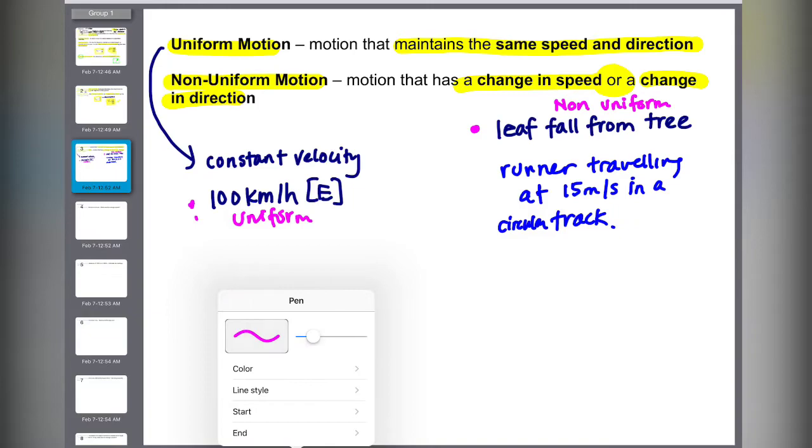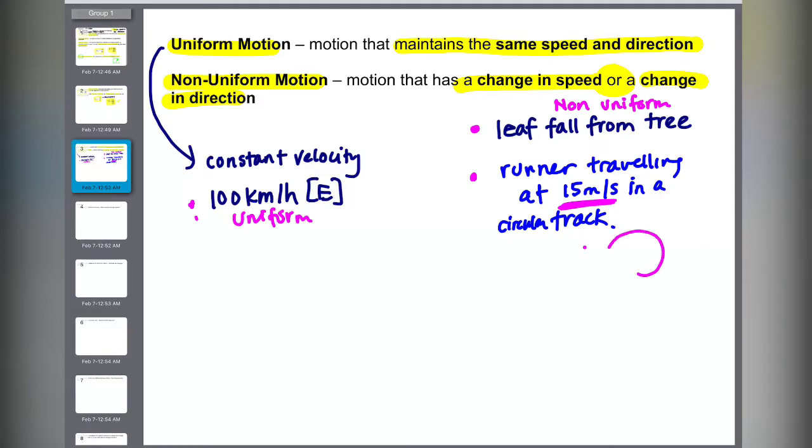Go back to the definitions and read it. It is at a constant speed, but because you're going in a circular track, do you see how you're changing direction? If it's changing direction, it is non-uniform. So you have to look for the same speed and same direction for me to classify it as a uniform motion.